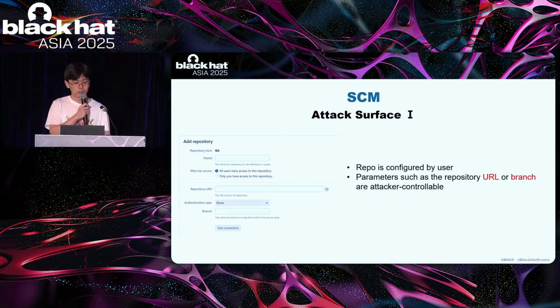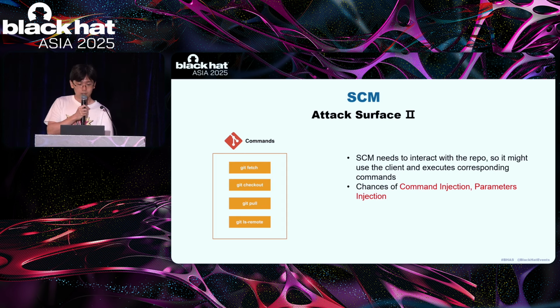The first attack surface is that the repository is often configured by users that use CI/CD. So parameters such as the repository URL or branch are attacker controllable. The second attack surface is that SCM needs to interact with the repo, so it might use the client and execute corresponding commands. So there are chances of command injection or parameter injection.